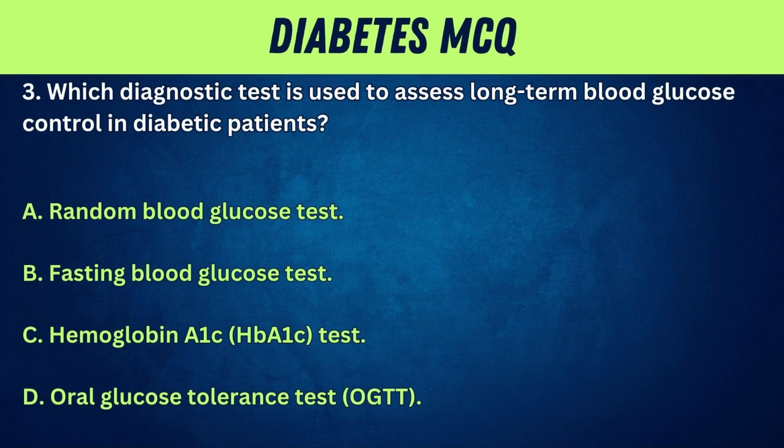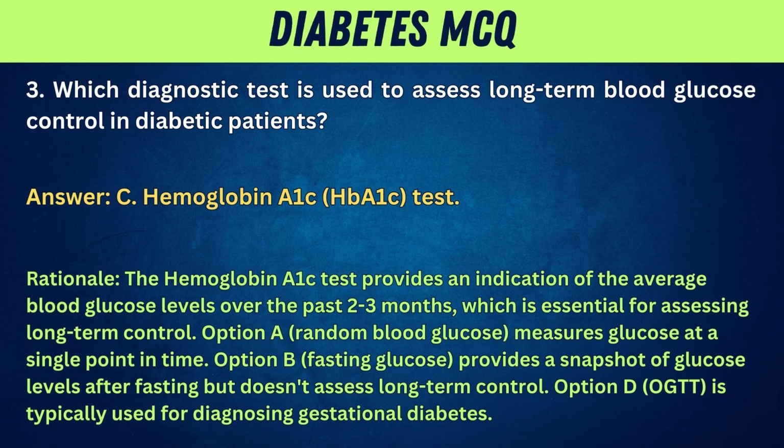3. Which diagnostic test is used to assess long-term blood glucose control in diabetic patients? A. Random blood glucose test. B. Fasting blood glucose test. C. Hemoglobin A1C, HbA1c test. D. Oral glucose tolerance test, OGTT. Answer. C. Hemoglobin A1C, HbA1c test.